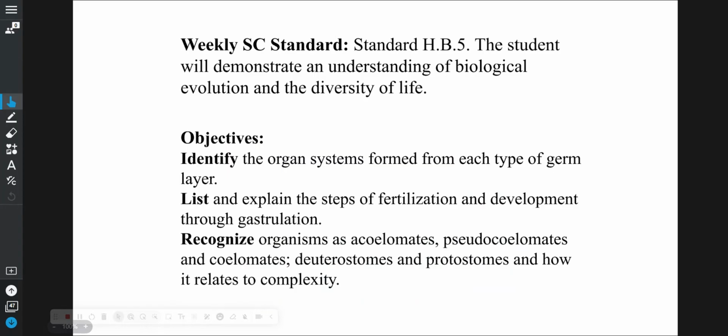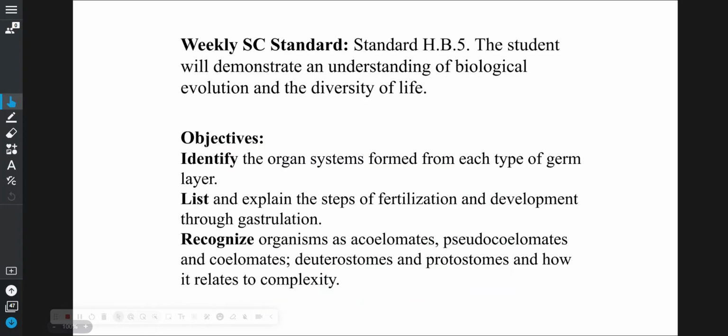And then by the end of this lesson, you should be able to listen and explain the steps of fertilization, which you just saw on the previous slide, and how development happens through gastrulation. So again, a lot of new words there. And finally, recognize organisms as acoelomates, pseudocoelomates, and coelomates, deuterostomes and protostomes, and how that relates to an organism's complexity.